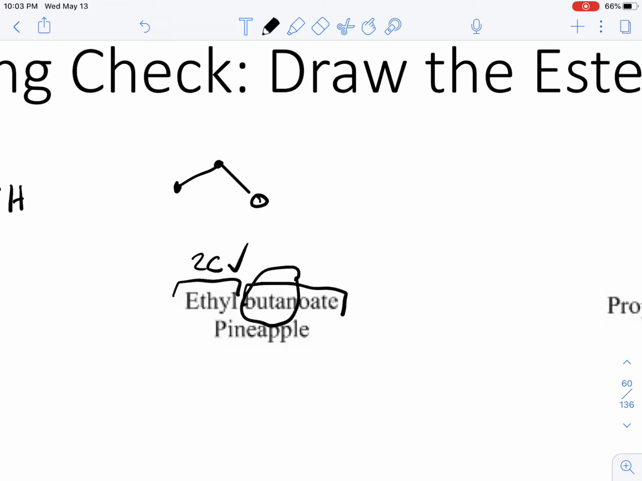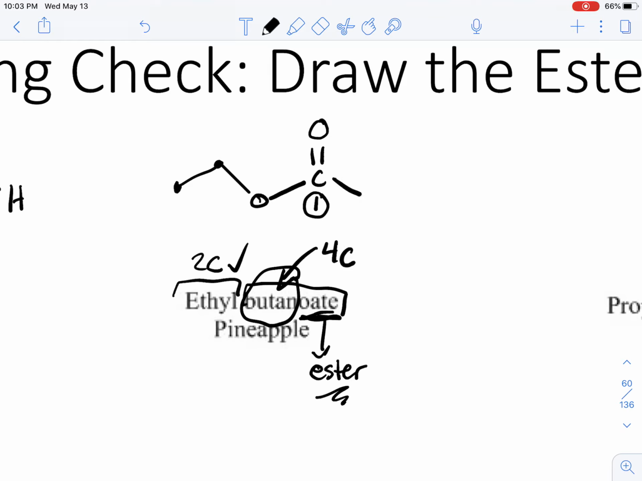Butan is telling me that this is a 4-carbon compound. And I know that this is an ester because I have the oate ending. Since I have an ester, this oxygen needs to be connected to a carbonyl carbon, which is going to serve as the first carbon for this butan. Butan is a 4-carbon compound, so this is already carbon 1. This is 2, this is 3, this is 4, and I'm done.